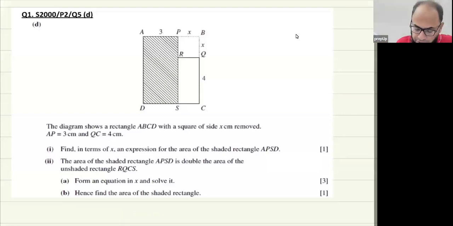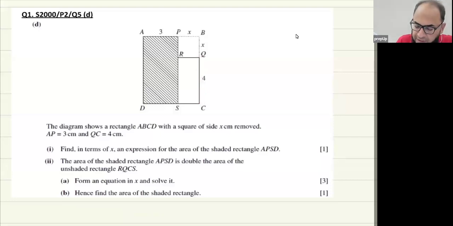Now let's look at this question. The question says the diagram shows a rectangle ABCD, with the square of side x removed. Find in terms of x an expression for the area of the shaded rectangle APSD. Now AP is 3 and QC is 4, so QC is 4 up till here, and this much is x. So therefore this whole thing is x plus 4.